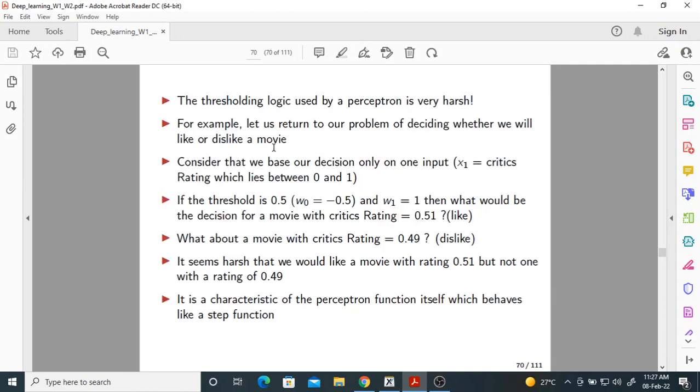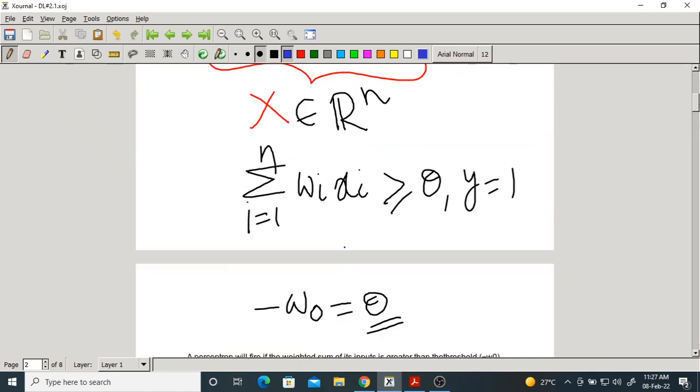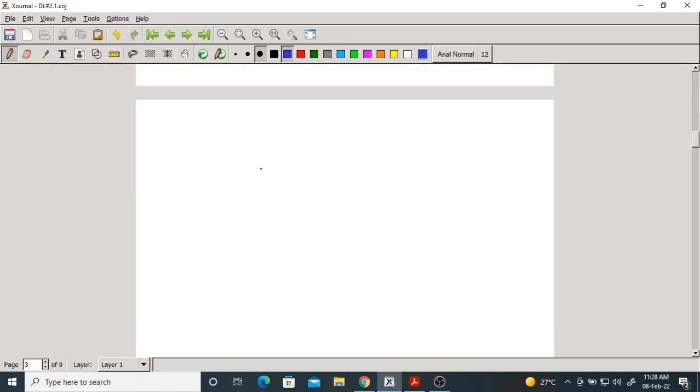Now let us see what is the problem with the perceptron. Let us go to the movie example, whether we like a movie or not. What I have done there, I have taken some features of the vector x. If you remember properly, I have taken some features of each and every movie. So let me take x1, x2, x3, x4, and so on. Finally, the output is y.